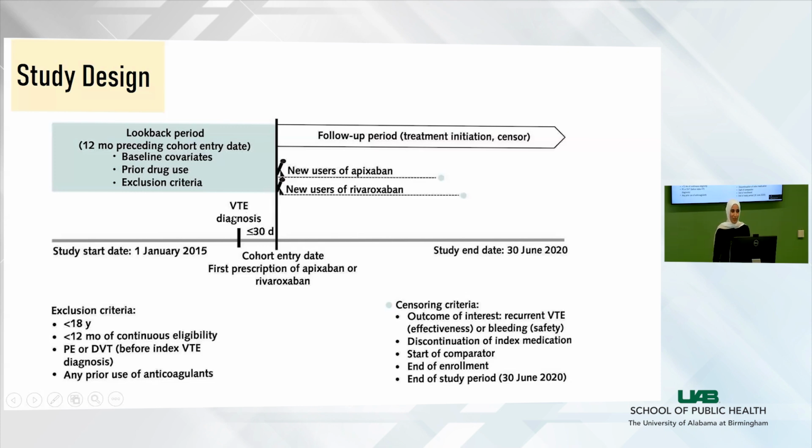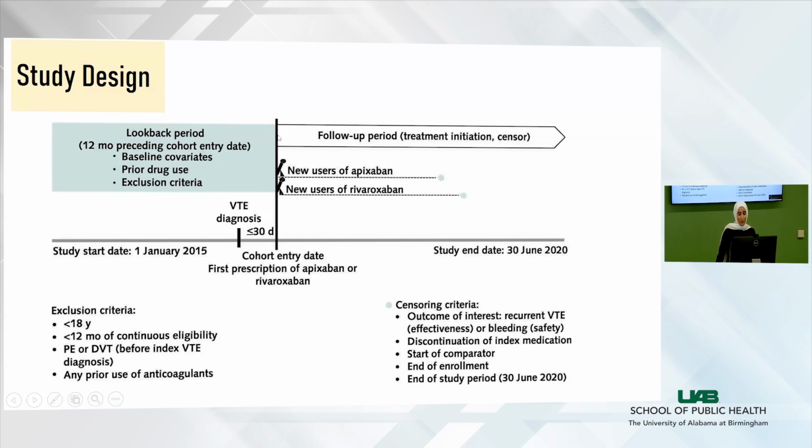So the population included in the study: we included patients who had a VTE diagnosis. So this was their incident VTE or first VTE diagnosis. And we used previously validated ICD-9 and ICD-10 codes to define VTE. We required patients to have initiated treatment with apixaban or rivaroxaban within 30 days of their VTE diagnosis. So they were required to be new users of either apixaban or rivaroxaban. And the day of initiation of either apixaban or rivaroxaban was assigned as the cohort entry date.